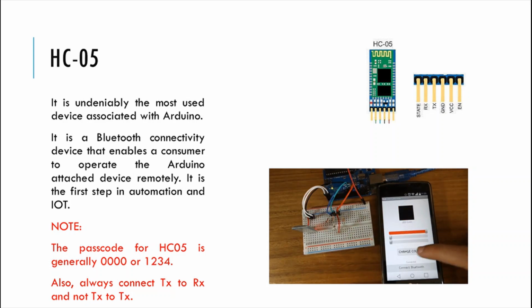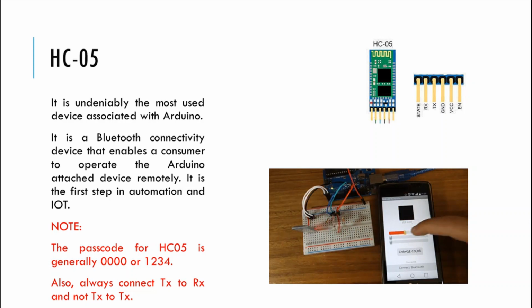802.05. Now let's start with Bluetooth, simply because it's easier than Wi-Fi for us to understand. So 802.05 is the most commonly used Bluetooth interfacing device with the Arduino. Now you have to remember before you start any project that for an 802.05 the passcode is generally 4 zeros or a 1, 2, 3, 4.